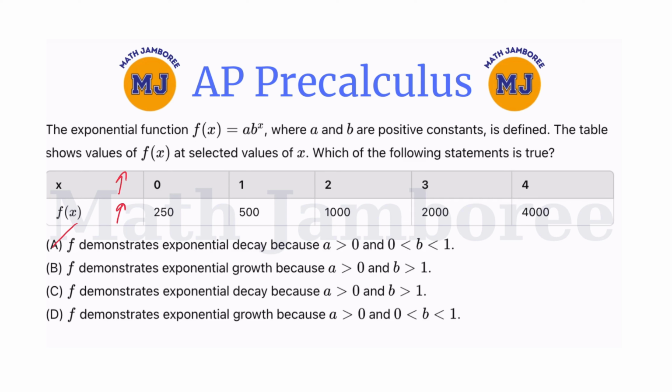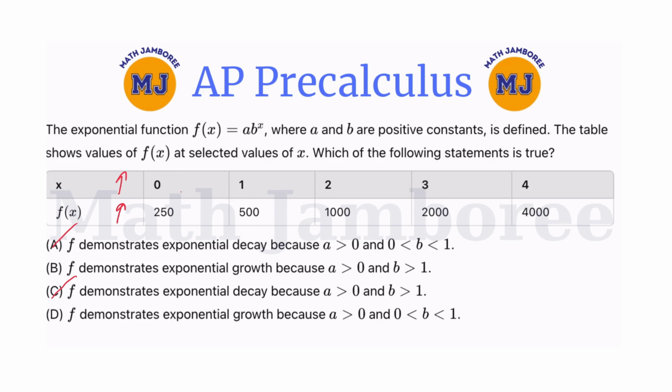C says f demonstrates exponential decay because a is greater than 0 and b is greater than 1. This is not a decay function. Therefore, we'll just eliminate choice C. And choice D says f demonstrates exponential growth because a is greater than 0 and b is between 0 and 1. So we're between, let's say, B and D, but obviously it's B, but I would like to show you an algebraic solution for it.